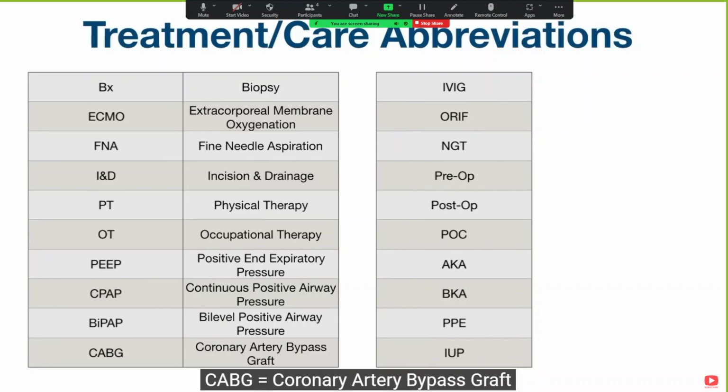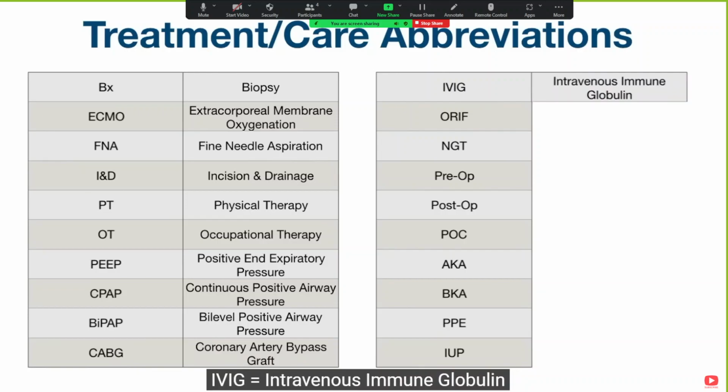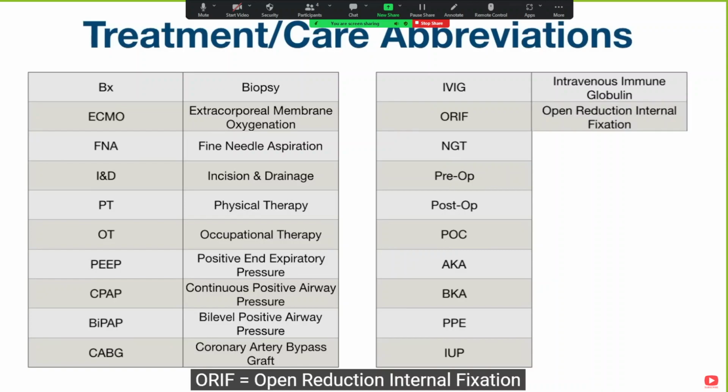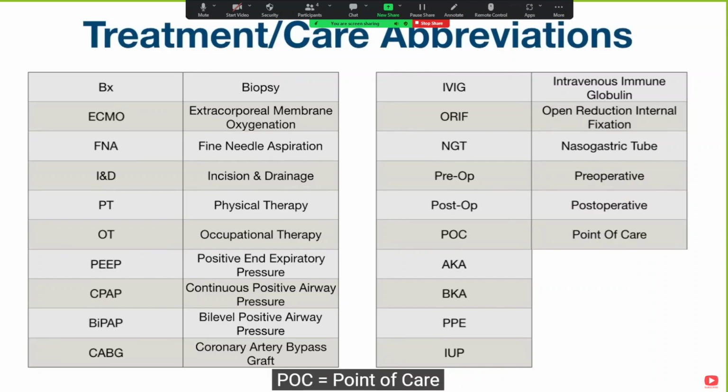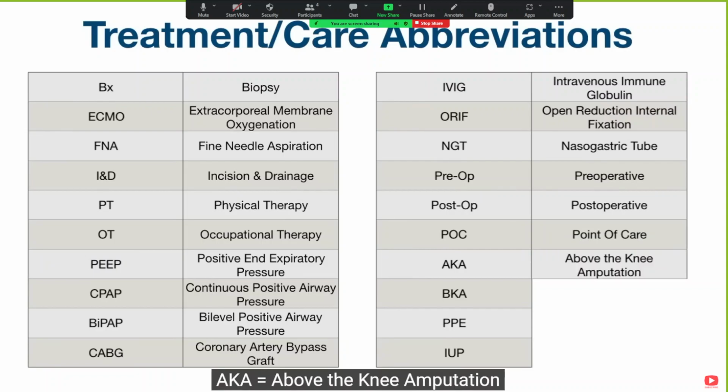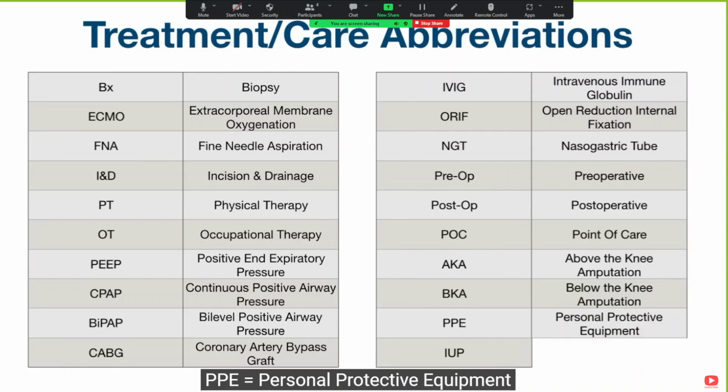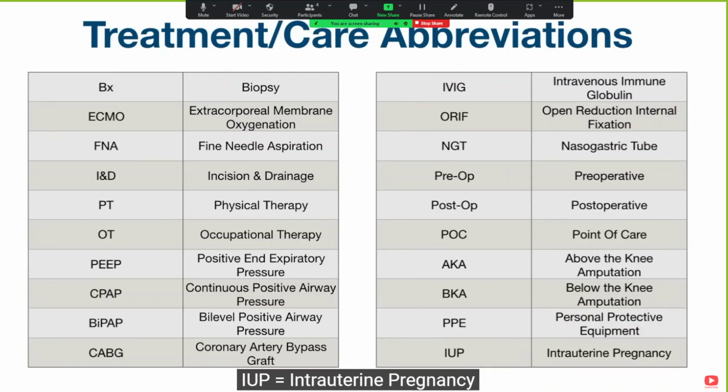CABG, coronary artery bypass graft. IVIG, intravenous immune globulin. ORIF, open reduction internal fixation. NGT, nasogastric tube. Pre-op, preoperative. Post-op, postoperative. POC, point of care. AKA, above the knee amputation. BKA, below the knee amputation. PPE, personal protective equipment. IUP, intrauterine pregnancy.